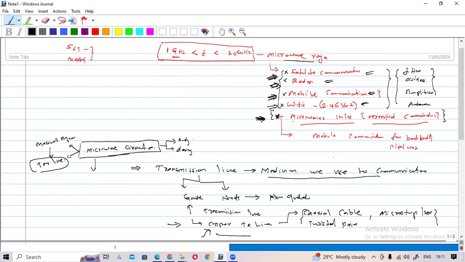I have engaged with microwave links for around 5 years. So I have a good idea about microwave links: planning, implementation, all things, and optimization. So if we need, we can talk.